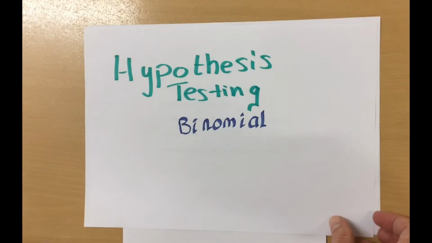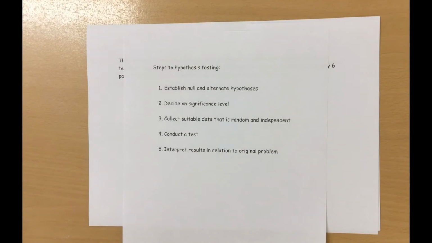So, here we go. Basically there are 5 key steps to hypothesis testing from our perspective. Firstly, establish a null and alternate hypothesis. We'll go over what that means in a second. Then you just need to decide on a significance level, again, coming up. Then collect suitable data that is random and independent, so a good sampling technique is really important there. Then conduct a test, and you're going to interpret the results of your test in relation to what you're looking at in the first place.